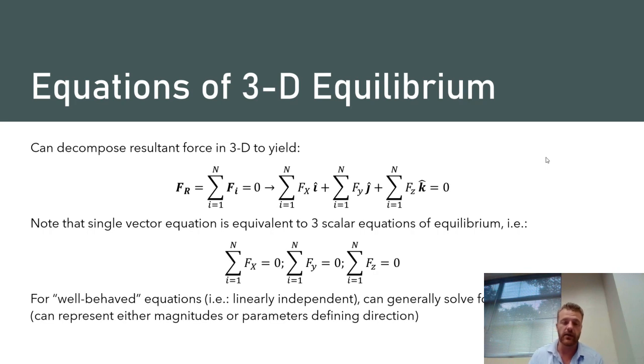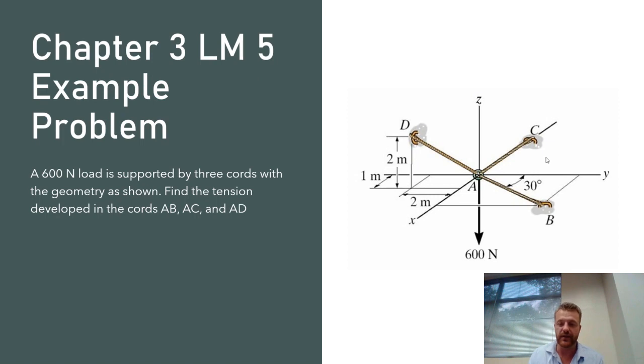And I put the part about being well behaved in there. The book doesn't really get into this, but just do note that just because you have 3 equations in general doesn't mean that they're necessarily linearly independent. So you can't always solve for 3 unknowns with 3 equations. There are particular conditions on the relationships between the equations, but for us, we're just always going to assume that 3 equations means you can solve for 3 unknowns.